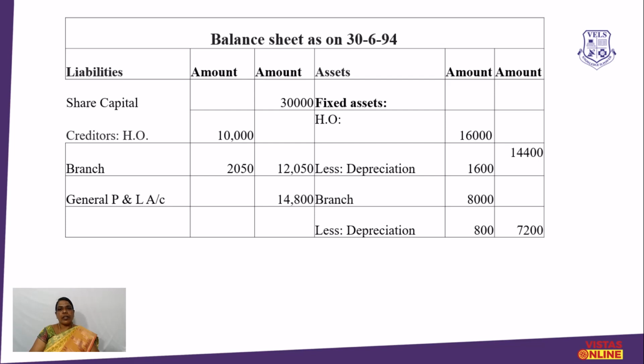Then come to the right side, the fixed asset, head office 16,000. The depreciation, also 10% depreciation. Already we have calculated 16,000 into 10 by 100, 1,600. You subtract it and write it in the outer column. When you subtract this 1,600 from 16,000, we will get 14,400. Write it in the outer column. Then branch asset 8,000, less depreciation 8,000 into 10 by 100, you will get 800. 8,000 minus 800 is equal to 7,200. We will write it in the outer column.